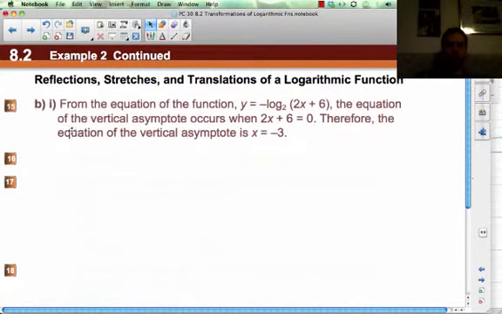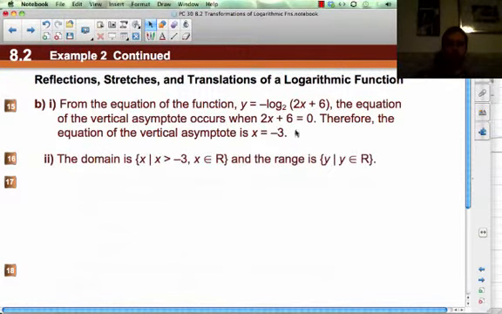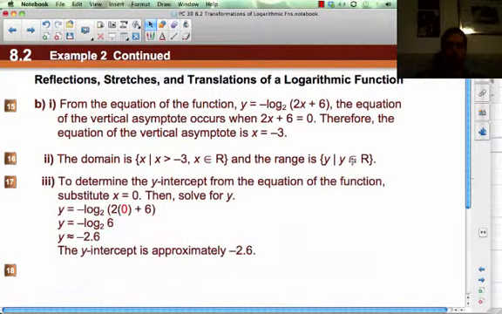Finally, the vertical translation, which there is none. So we don't have to worry about moving it. Here's your vertical asymptote. It moves 3 units left from 0 to minus 3. So now our domain will never cross that negative 3 line, so it's always greater than minus 3. Range is still an element of the reals.